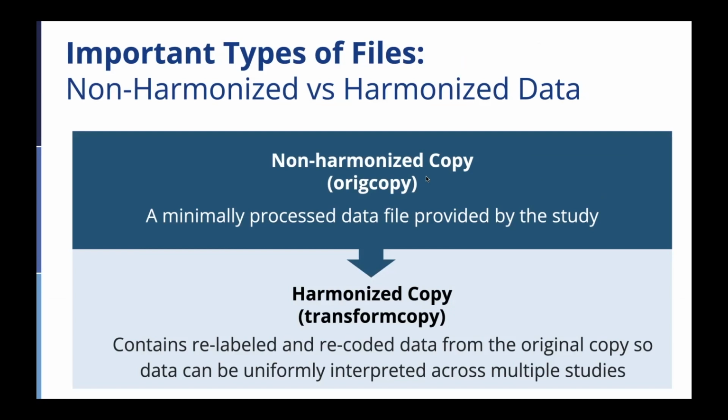All bundles contain one data file that is formatted as a comma-separated values file. Each row in this data file represents a data record, and each column in a row represents a value of a data element or a variable. Data files come in two types, non-harmonized and harmonized, denoted by the suffixes origin copy and transform copy.